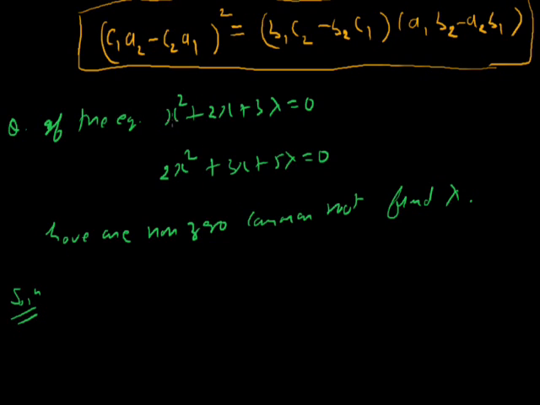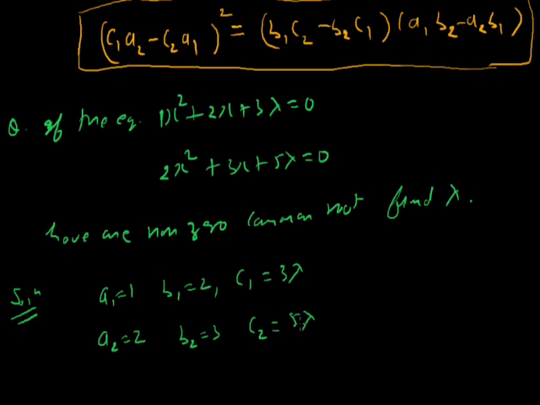So we consider the coefficient of x square as 1. Here there is nothing written, so we have to consider it as 1. Now if I compare these two equations, I get the value of a1 is 1, the value of b1 is 2, the value of c1 is 3 lambda. What is the value of a2? That is 2. Value of b2 is 3. Value of c2 is 5 lambda.